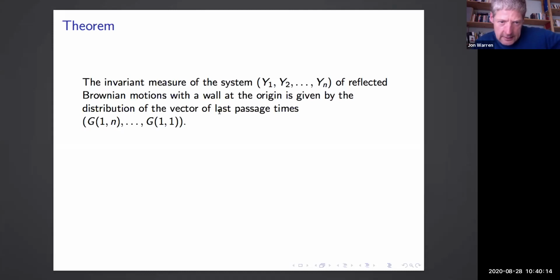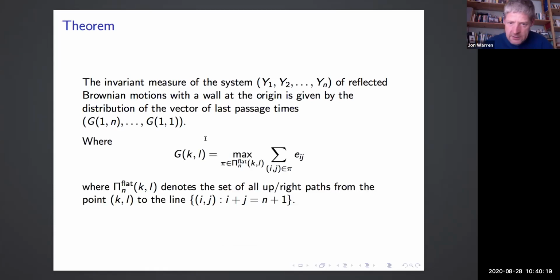The indices are going to do something a bit weird, but maybe I should first give you the formula. This is the same last passage percolation, point to line, as we were talking about before, with exponential data and paths through the integer lattice. These paths are all ending on the line i plus j equals n plus 1, somewhere. What's slightly different is that rather than starting them at 1,1, you're now starting them at other points. So when k and l are each 1, this is exactly the last passage time that appeared in the first result.